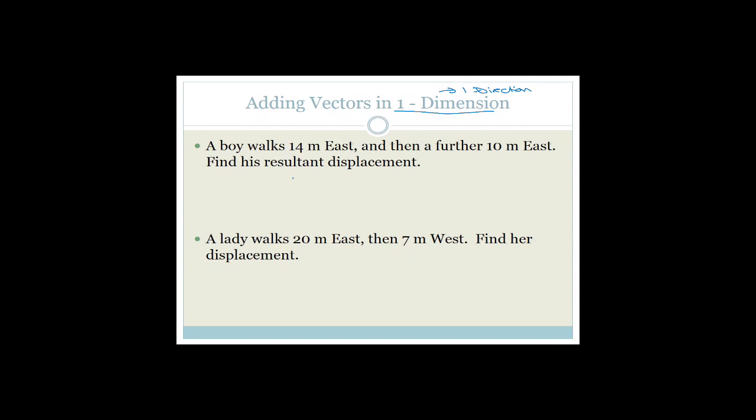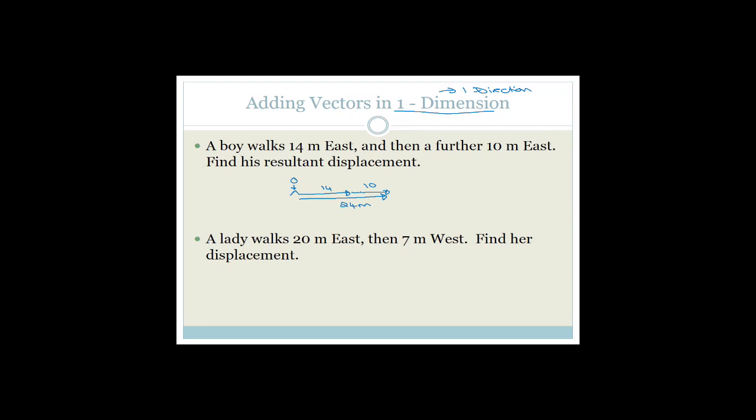So it says a boy walks. Here's your boy. He walks 14 meters east, and then he walks a further 10 meters east. Find his resultant displacement. Well, it's pretty obvious from this diagram that the resultant displacement is 24 meters.